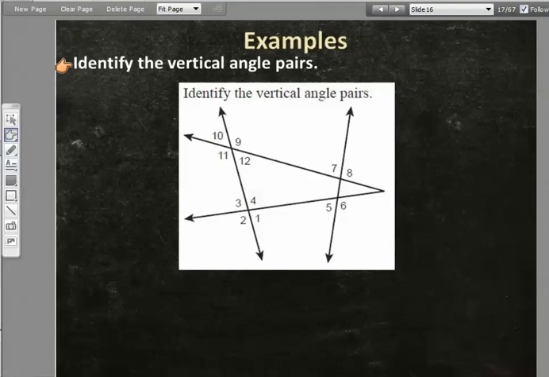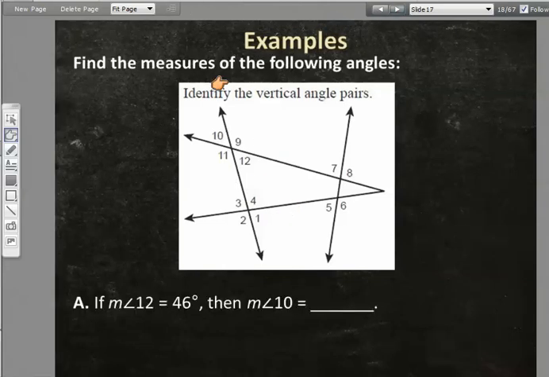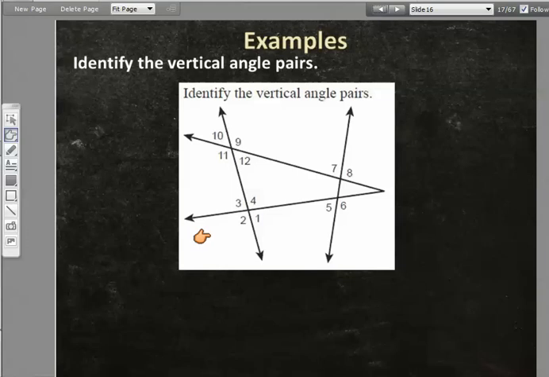Okay, let's talk a little bit about vertical angle pairs. Got this cute little picture, and we're going to be identifying the vertical angle pairs again. All right, I clicked the tab just a little too soon. Okay, let's look at the vertical angle pairs. We have 10 is vertical to 12, 11 is vertical to 9. Okay, 3 is vertical to 1, 2 is vertical to 4.